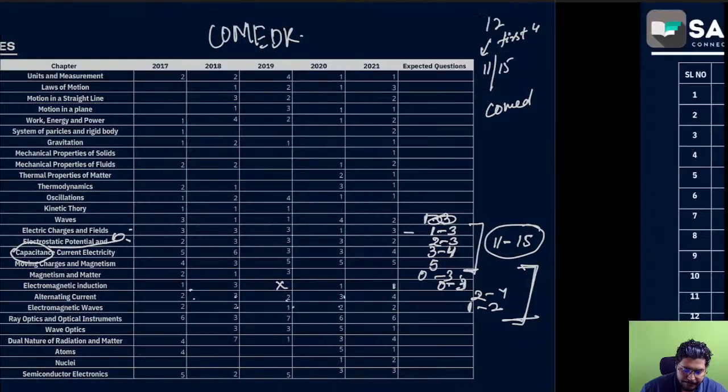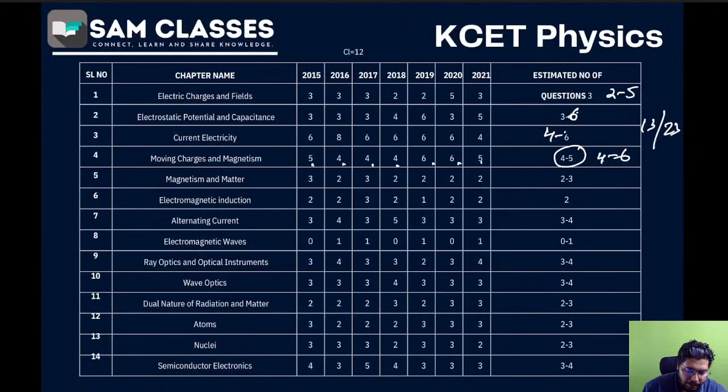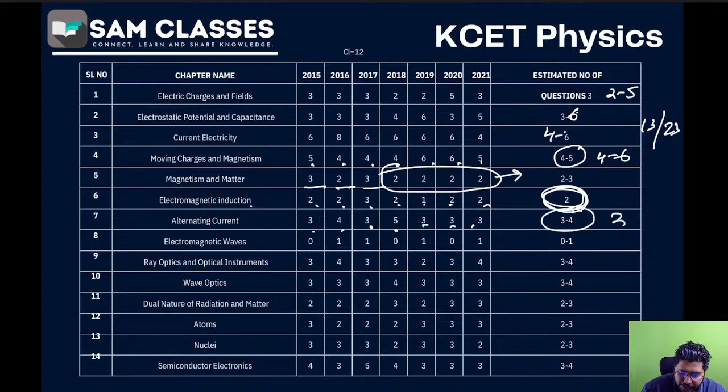What about here? If we see the CET part, magnetism and matter, 3, 2, 3, again 2, 2, 2. So most chances is for a 2 marker. Electromagnetic induction, 2, 2, 3, 2, 1, 2, 2. So most chances is 2 marker. AC, 3 marker, 4 marker, 3 marker, 5, 3, 3. So 3 to 5 we have a chance.